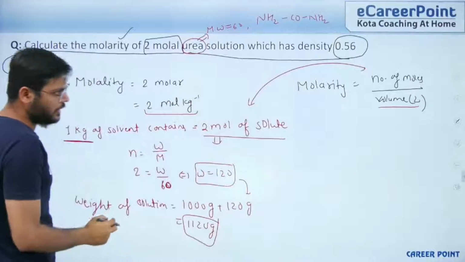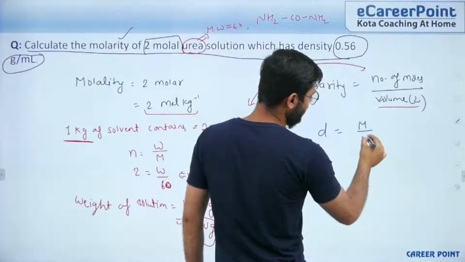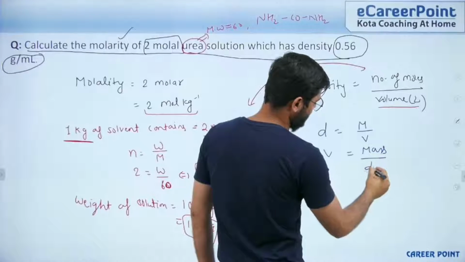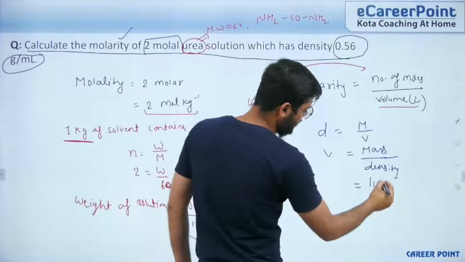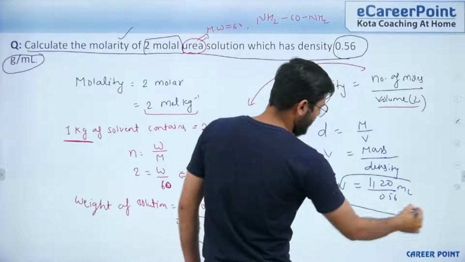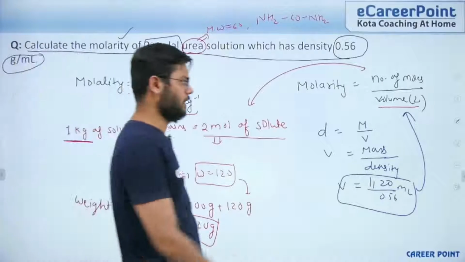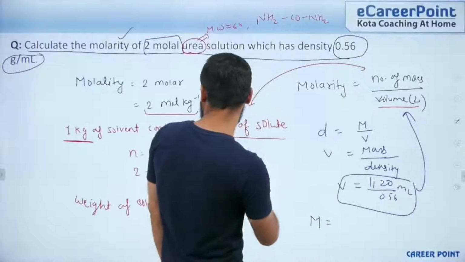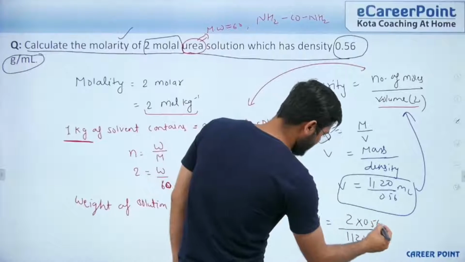So we have the weight of solution. Now we know the density. Density is equal to mass upon volume. So what is volume? Mass upon density. Mass is 1120 upon density 0.56. So this is the volume in ml. Now we know the volume and we know the number of moles. We can calculate the molarity. What will be the molarity? Molarity will be number of moles, 2 moles, and volume is 1120 upon 0.56.